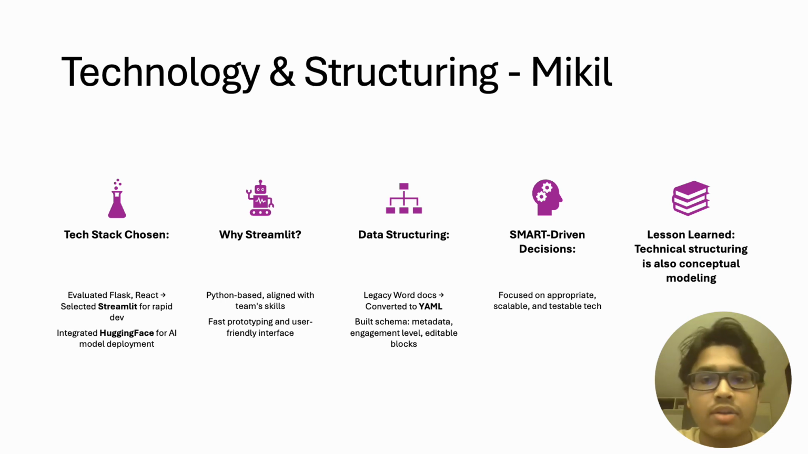React, on the other hand, was appealing for its polished interface options, but we were wary of the overhead and integration complexity. We eventually selected Streamlit, a Python-based framework optimized for rapid development of data applications. This decision allowed us to work within a unified ecosystem and reduce friction between front-end and back-end workflows. We integrated Hugging Face for model deployment, which offered seamless connectivity to powerful AI tools. These choices were not lightly made.